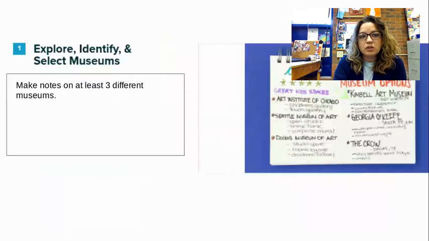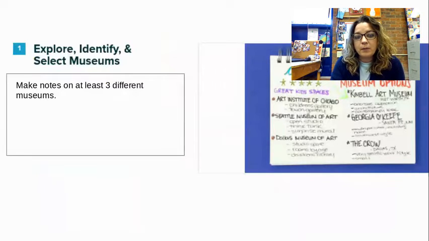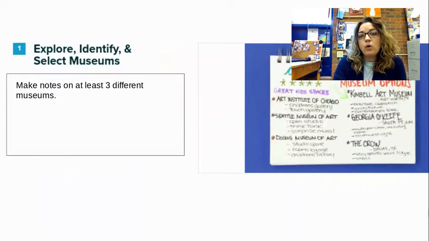So the first thing that you're going to do today is explore, identify, and select some museums. On the assignment post, I'm going to have a list of some art museums. If you want to use those, you can. If you want to come up with your own museums, you can also use some museums that you come up with. If you've been to a museum that you really like and you want to use that one, that's fine. If you have no idea where to start, I would start with these art museums.